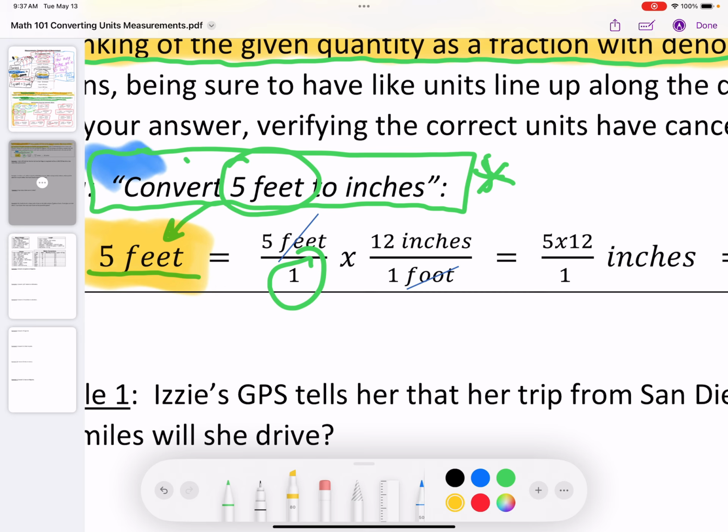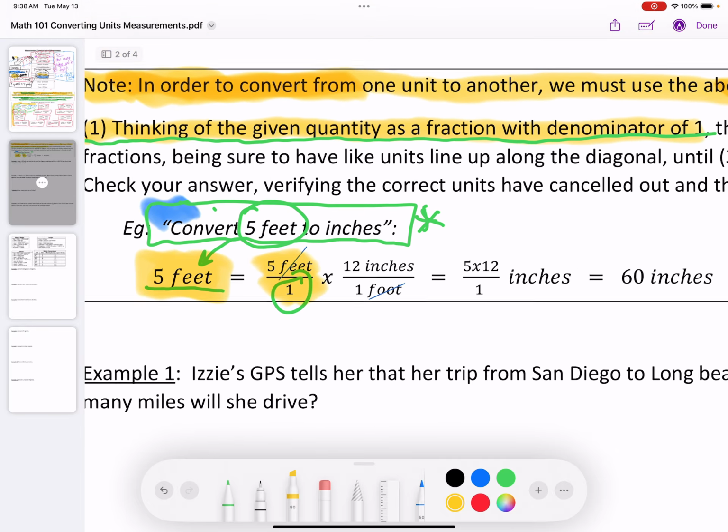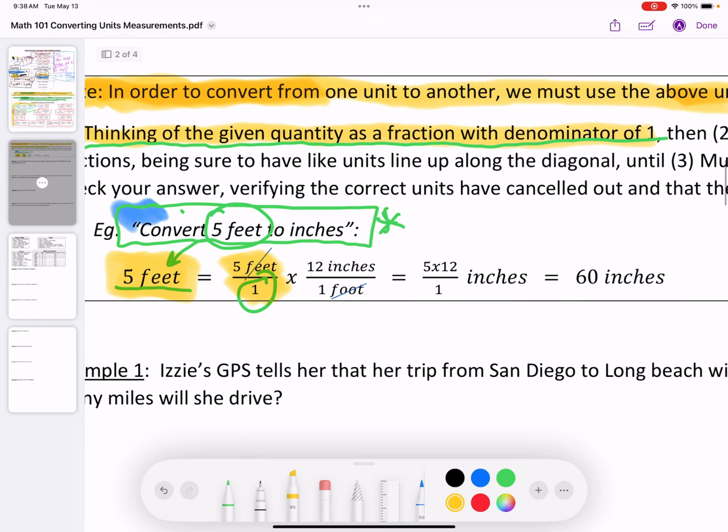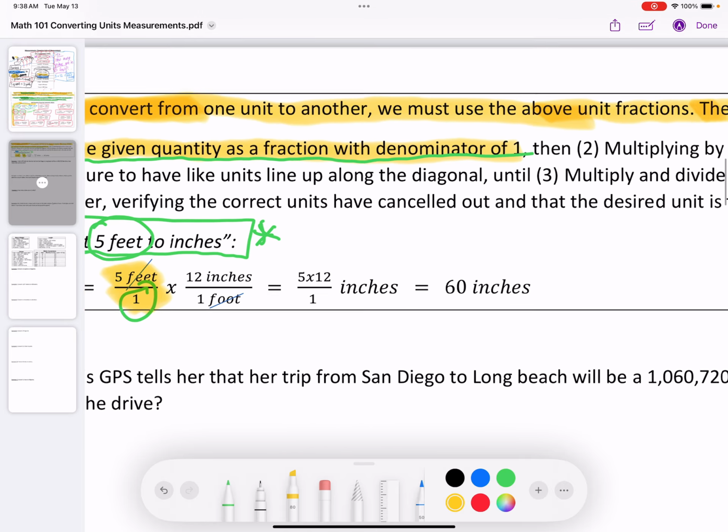They have to both be fractions, but you can easily make a whole number into a fraction by giving it a denominator of 1. So that's the first thing we'll do. First step, just put a 1 underneath it, give it a fraction bar, put a 1 underneath, bada bing, bada boom. Step 1's already done. So think of the given quantity as a fraction with denominator of 1.